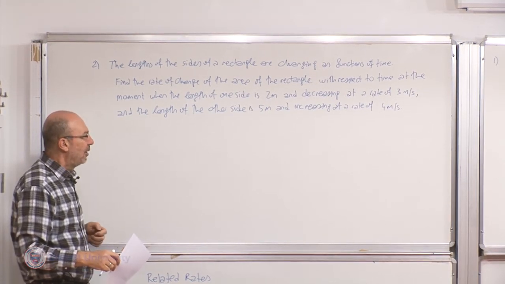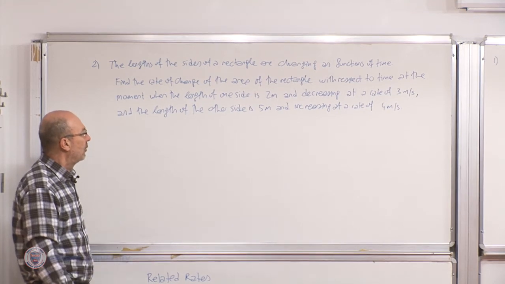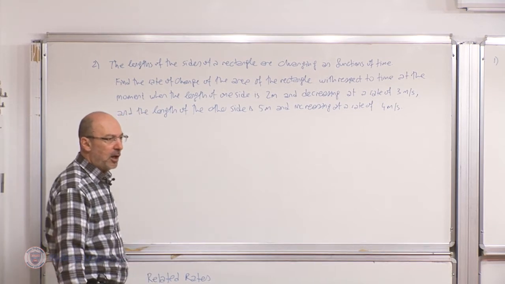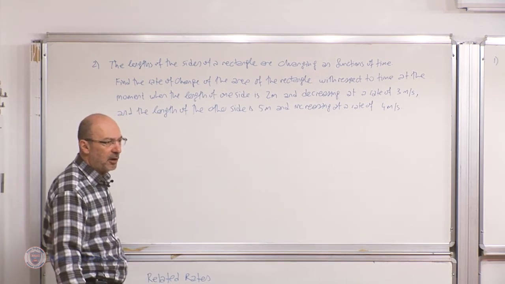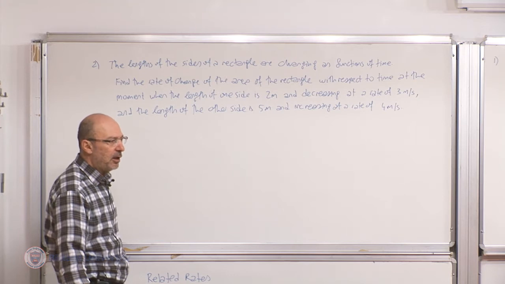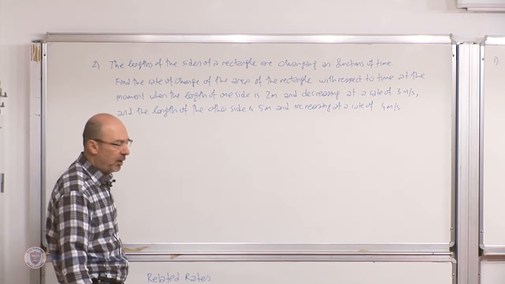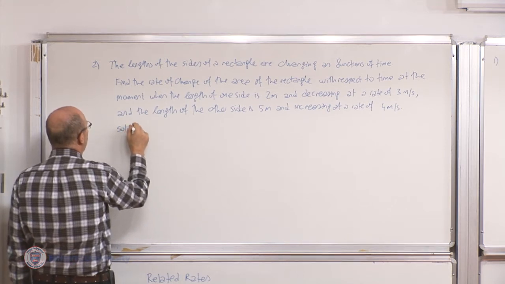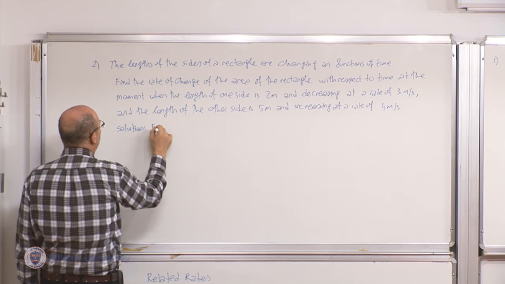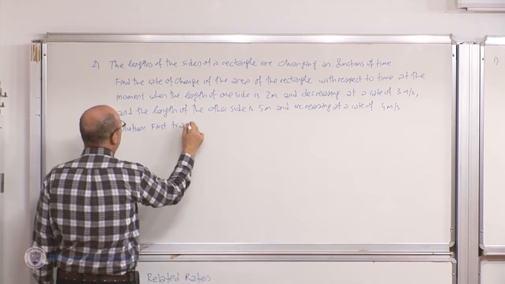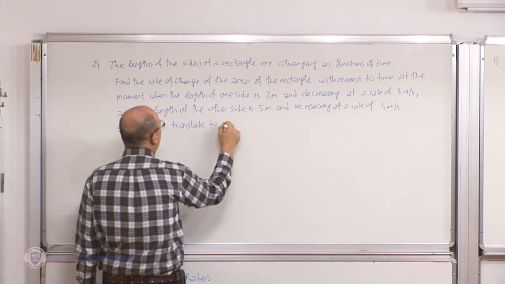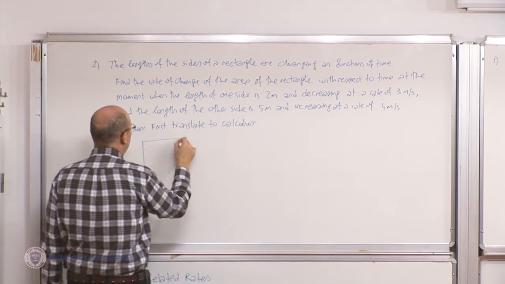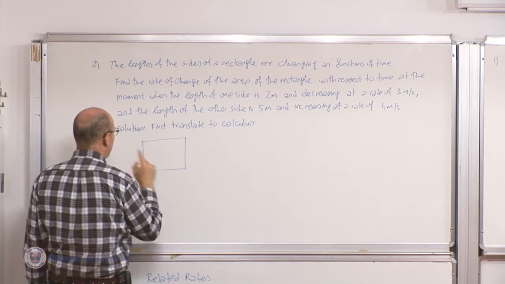Okay, so this is a calculus problem. So first we translate it to calculus. We are talking about the area of a rectangle. Okay, so it always helps if you draw something for yourself. So let's say solution. So first translate to calculus. Okay, so we have a rectangle. Let's give names to the sides.